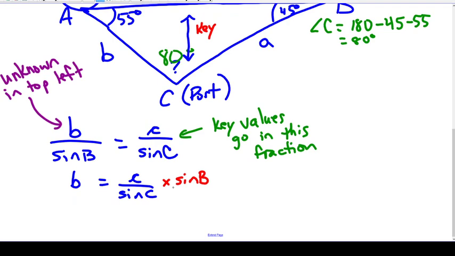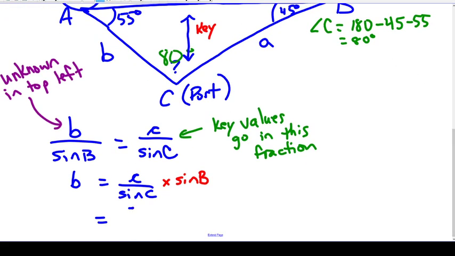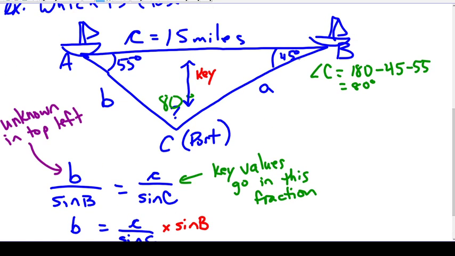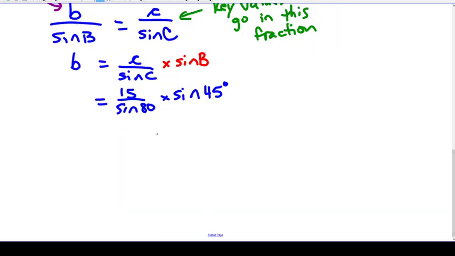And now we can start putting in all of our numbers. So little c, way up here, is our 15 miles. Sine C is the 80 degrees that we calculated earlier from our 180 relationship. And sine B, well, which angle is B? That's angle 45 degrees up here. And now we just use a calculator to calculate all that.